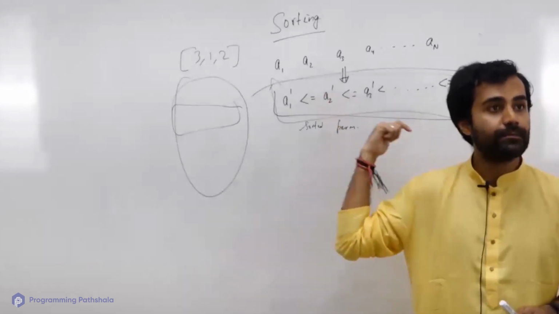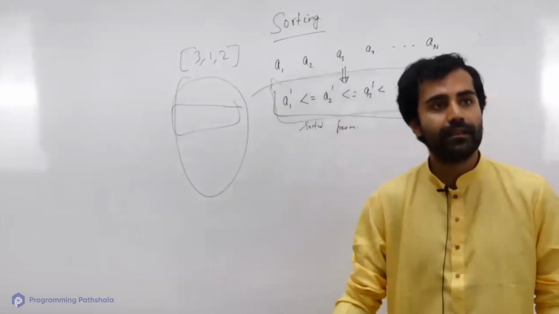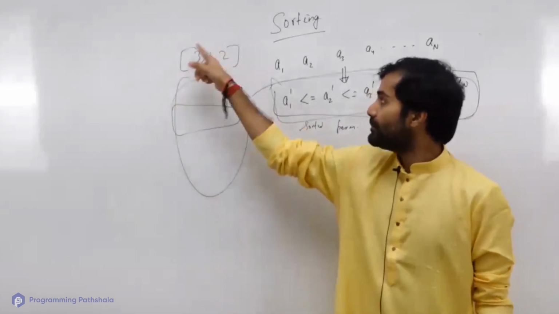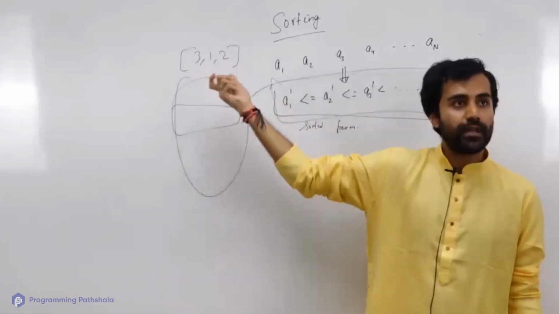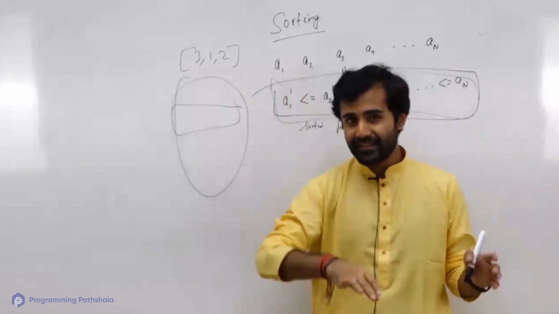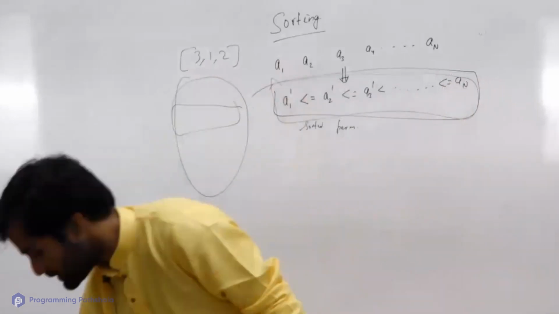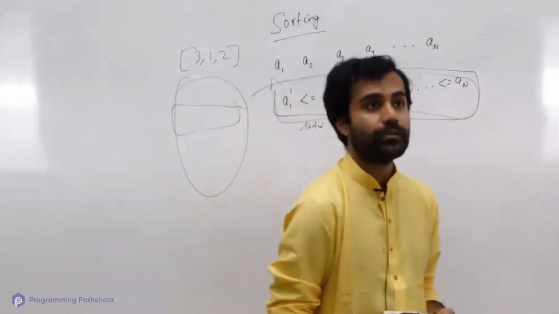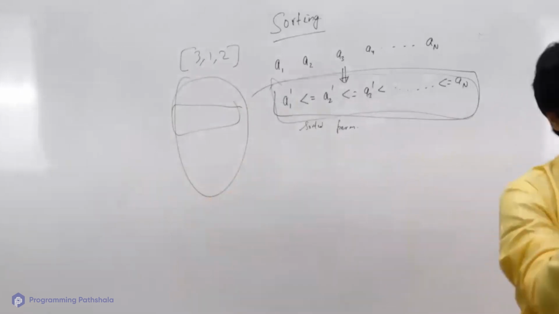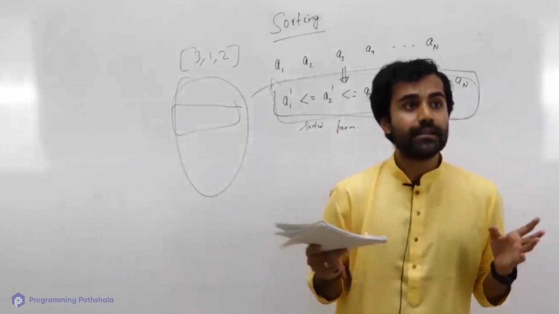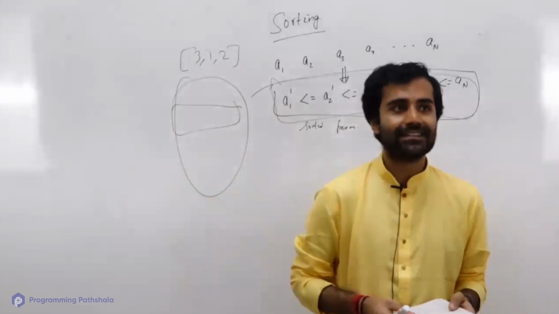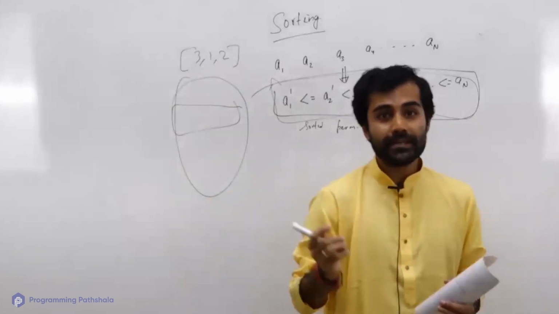Multiple permutations represent the sorted form. Is that possible? Like here, there is only one permutation that represents the sorted form, 1, 2, 3. But can I have an array where multiple permutations represent the sorted form? What are you saying? When the elements are duplicate. Now think, if you have duplicate elements, then can it happen?